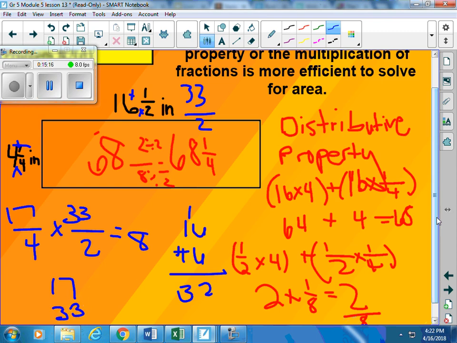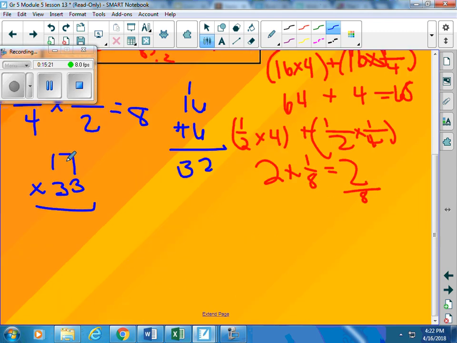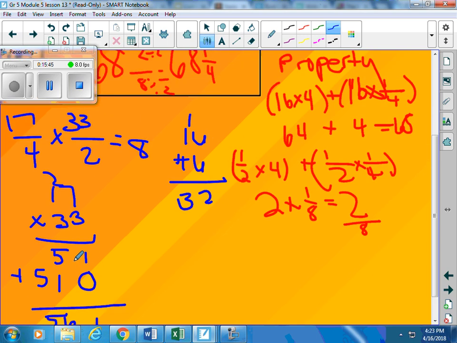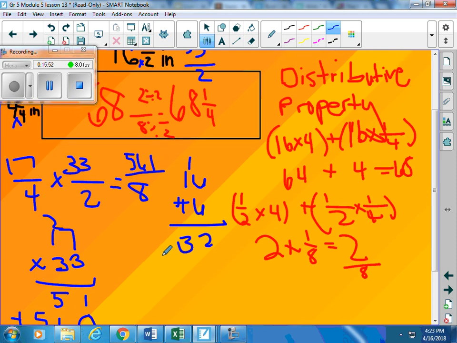I'm multiplying. So I'm going to take 3 times 7. Whoa, that's 21. 3 times 1 is 3, plus 2 is 5. Now I'm going to multiply by 30, so I'm going to add my 0 here. And we get the same answer because it's a 3 again. I'm just going to put that 0 there. So I get 1, 6, 5. So I get 561 over 8.